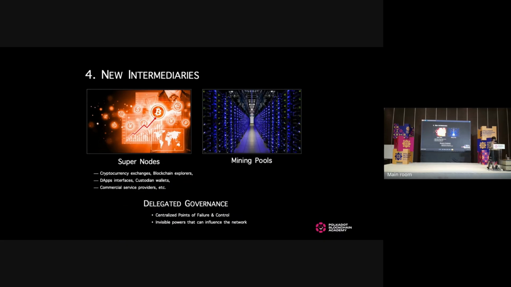block production or validation. And so the governance that emerged out of that is delegated governance. So we are delegating to those actors the power that the individual users have, which of course creates centralized points of failure and of control. And also these often create a kind of invisible power because it's unclear who has actually the power that has been delegated, and yet they have a strong influence on the network, in particular for the category of the supernodes.